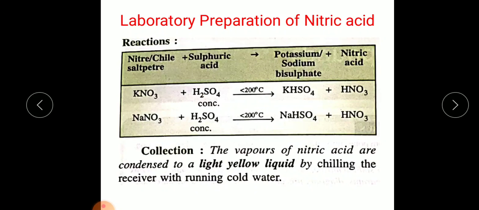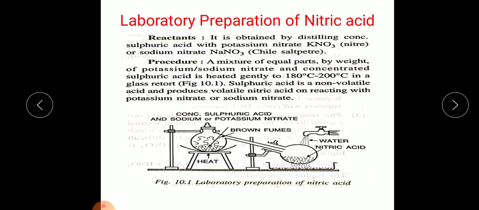Okay, so when potassium nitrate is treated with sulfuric acid, it is going to form potassium bisulfate and nitric acid is formed, if the temperature is less than 200 degrees Celsius. Similarly, when sodium nitrate is treated with sulfuric acid, it will form sodium bisulfate and nitric acid. Now this nitric acid that is produced, with the brown fumes, will pass through this tube and be collected over here, and it is cooled under a tap.